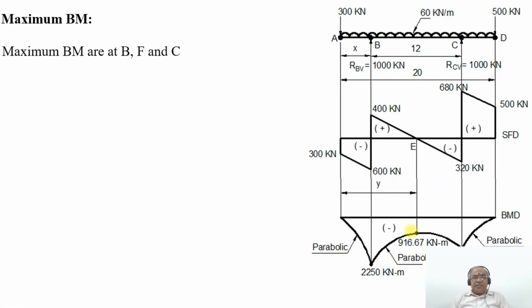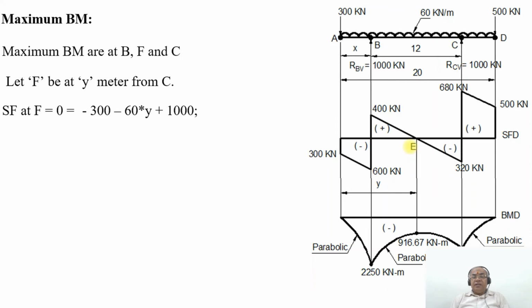To do that, let E be at Y meters from C. Since E is Y meters from C, SF at E will be equal to 0. That is minus 300 minus 60 into Y plus 1000 will be equal to 0. On simplification, the value of Y will be equal to 11.667 meters.